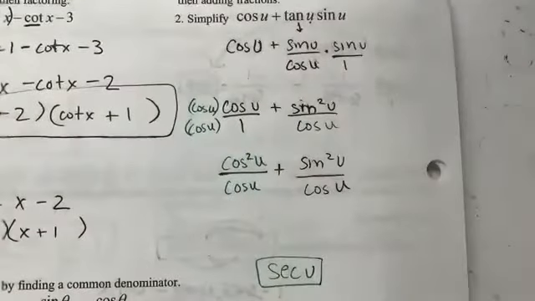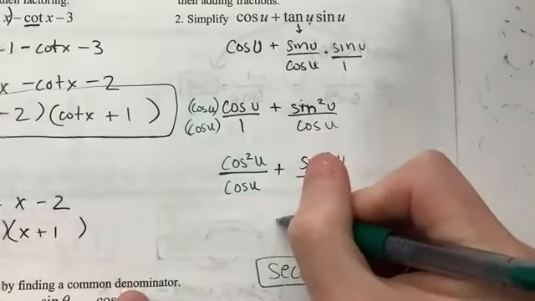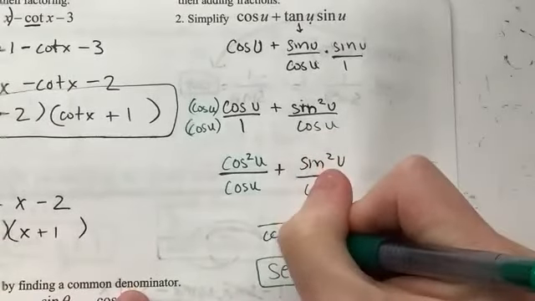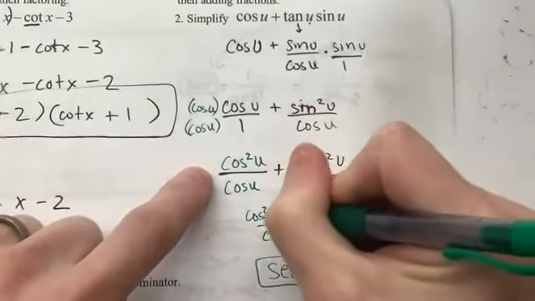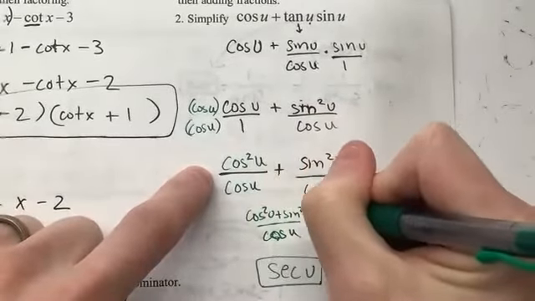So that's cosine of u squared. Now if you add these together, it's going to have the same denominator. So it's just going to be something over cosine of u. But it's cosine squared plus the sine squared.